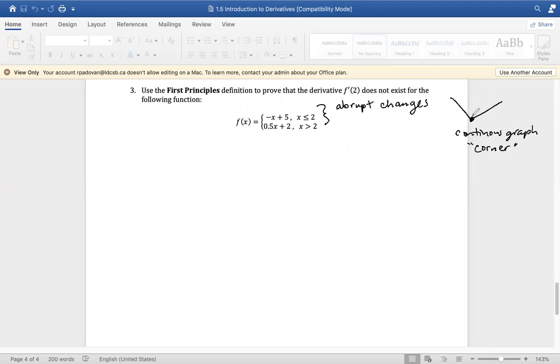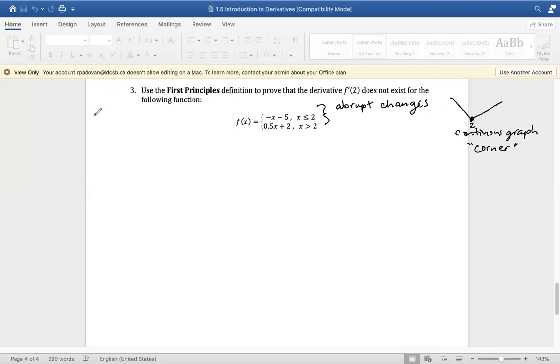And so that corner is at the x value of 2, right? Because it goes all the way till x is less than or equal to 2 on the left-hand side, and then on the right-hand side, the change is happening at 2. So at 2, we're trying to prove that the derivative doesn't exist. It makes sense that the derivative is not going to exist at that point, right? But the limit exists. Well, let's take a look.